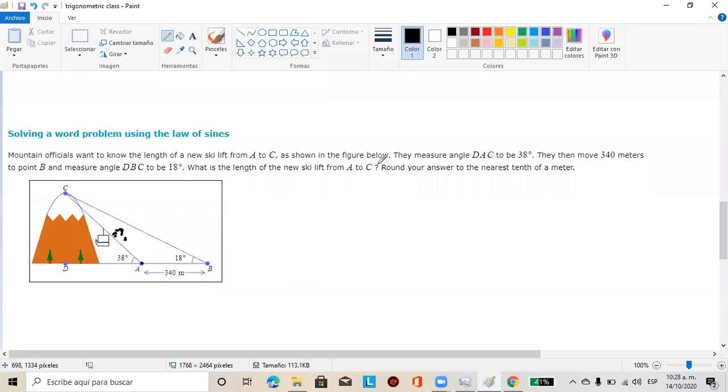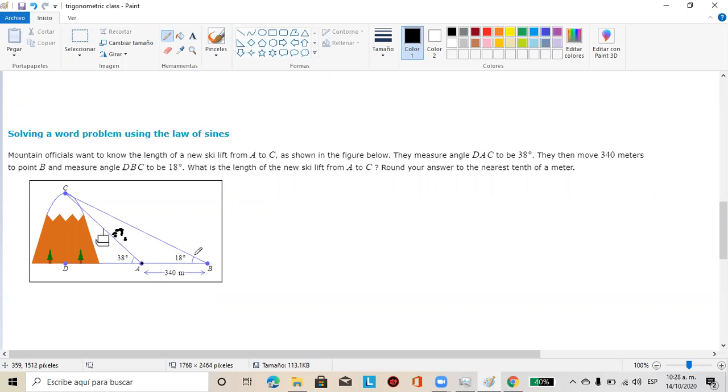Here, in the figure below, the measured angle DAC is equal to 38 degrees. Then they moved 340 meters to the point B, and the measure of this angle is equal to 18. So what is the length of the new sky lift from A to C?